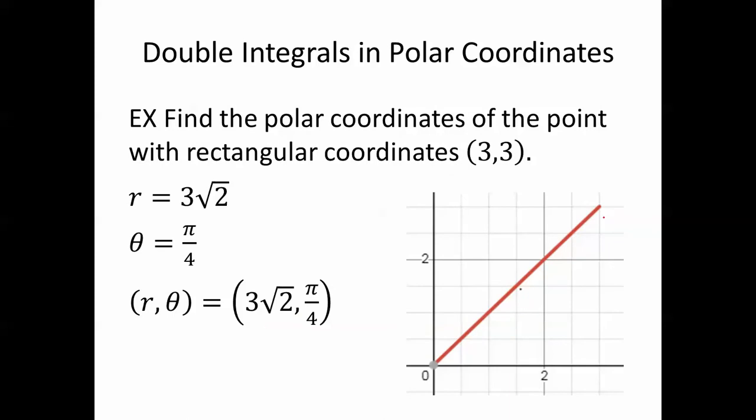Here's the point 3, 3. r is this distance, which is 3 root 2 by the Pythagorean theorem, and theta is this angle. It's 45 degrees, in other words, pi over 4. We always use radians with polar coordinates. So the polar coordinates are r, theta: 3 root 2, pi over 4.